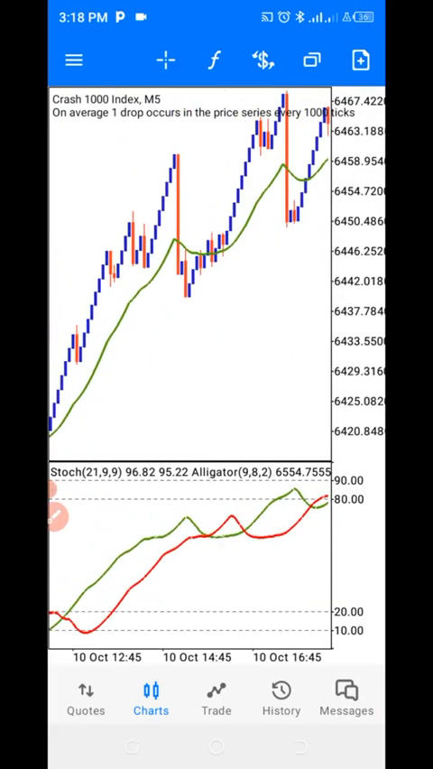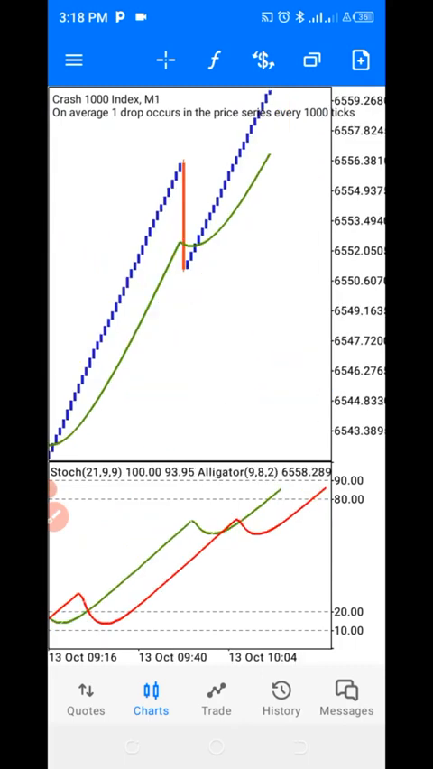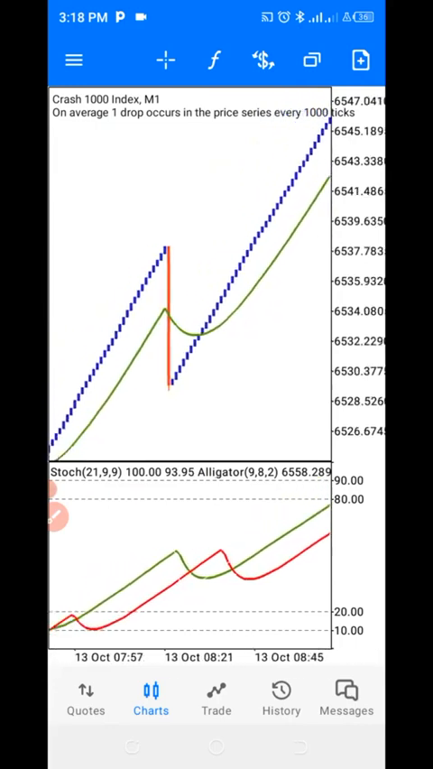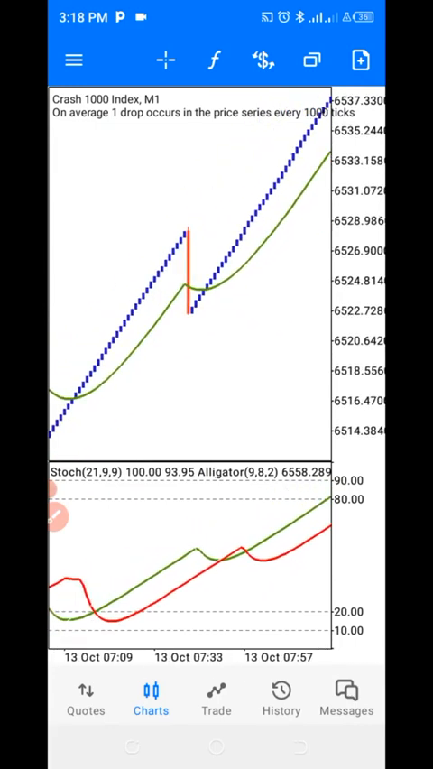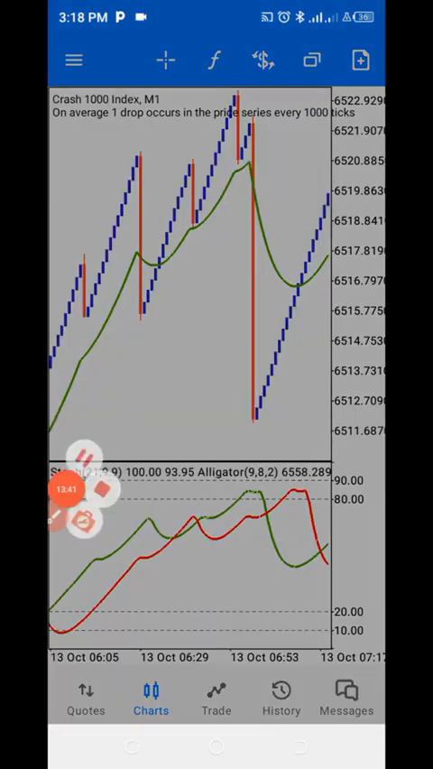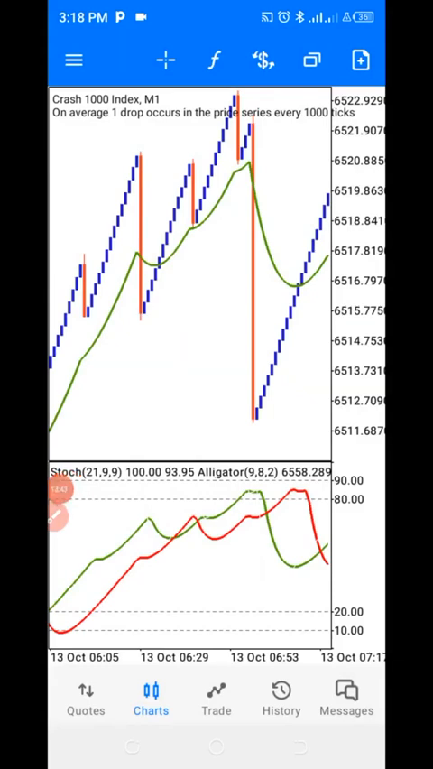So this is for 5 minutes. On 1 minute time frame, the same thing is applicable. On 1 minute time frame, you will tend to get more entries than you will on 5 minute time frame. The only thing is that the entries you'll be having on 5 minute time frame are more reliable than the ones you have on 1 minute time frame. So that is what distinguishes whether you are using M1 or M5. Right. So that is for Crash 1000.